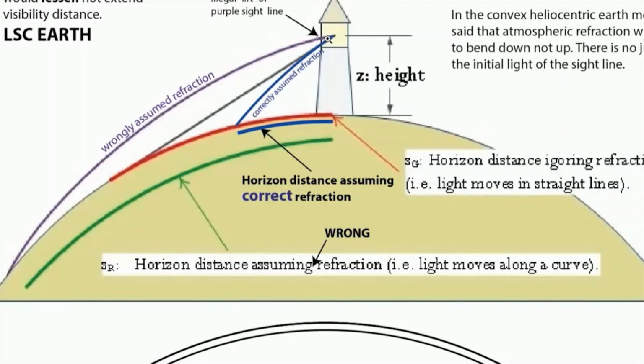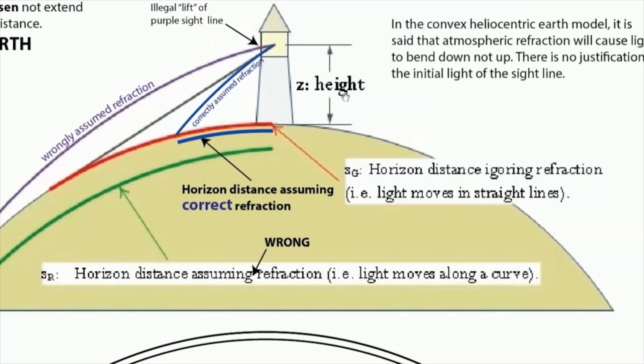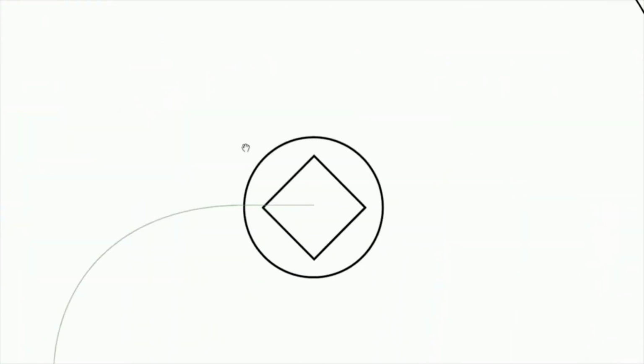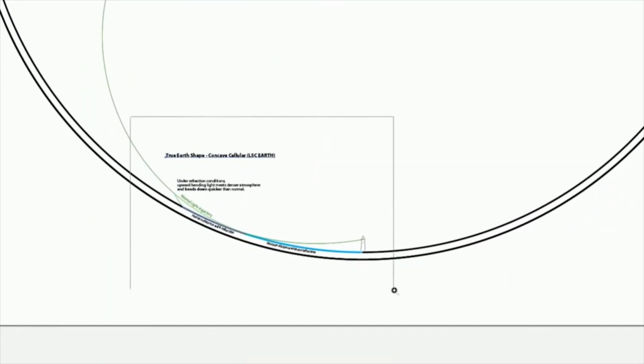So if the Earth were convex and atmospheric refraction was altering our visibility distance, it would actually shorten our visibility distance, not lengthen it. It would bend down much quicker than if there was no refraction. So very easy to detect. There's no justification for the initial sight line to be lifted like that. So in the correct model, the LSE concave Earth model, I fixed that for them.